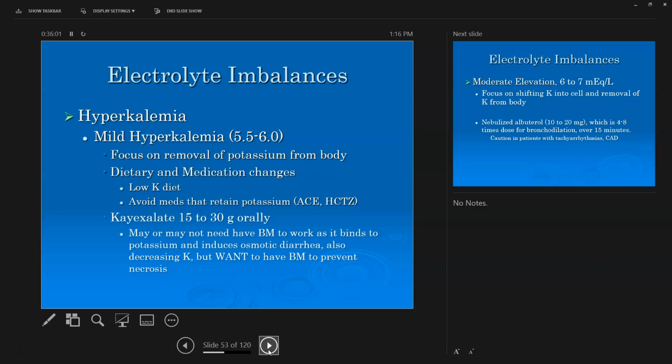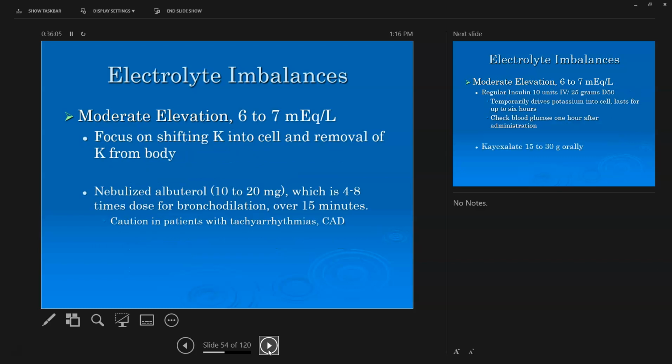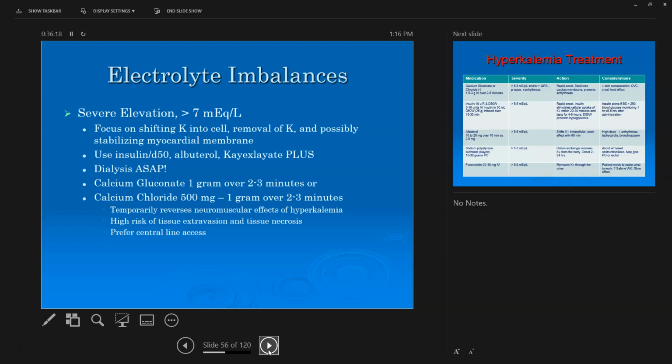So you have to think about those things when you're choosing the different medications. Once you get into that 6 to 7 range, you really need to focus on what medications are going to shift it into the cell and then ultimately remove it from the body. And for moderate and severe, greater than 7, this is going to be more like we need dialysis, we need calcium gluconate.